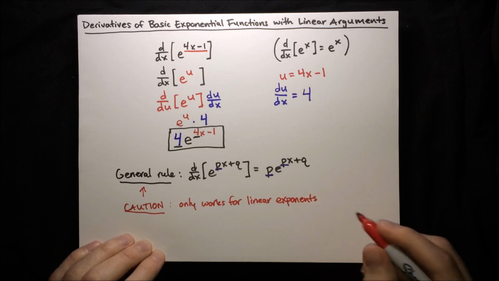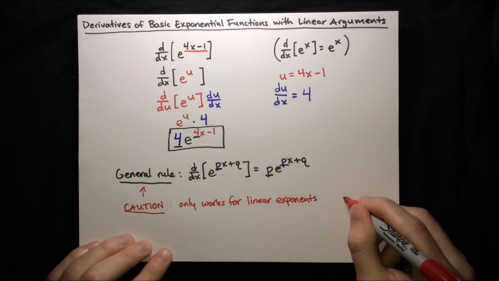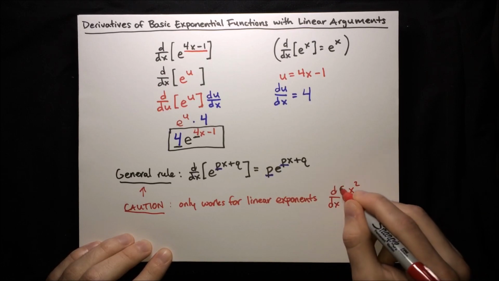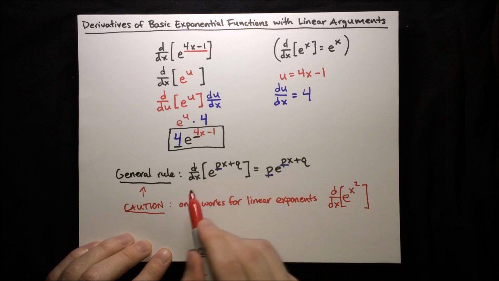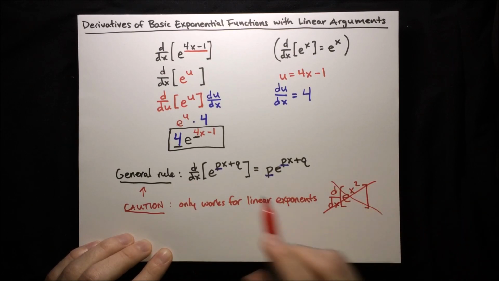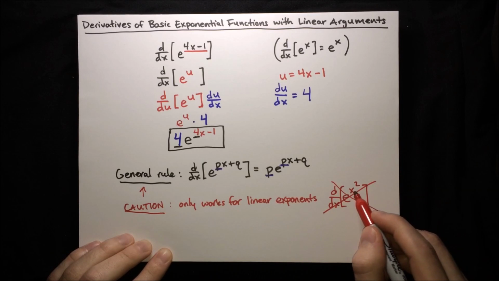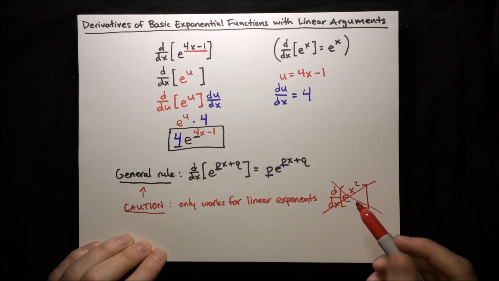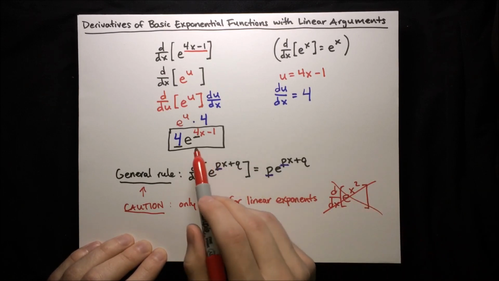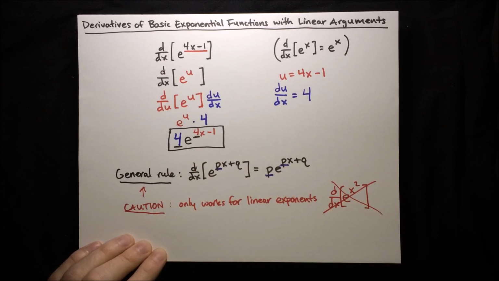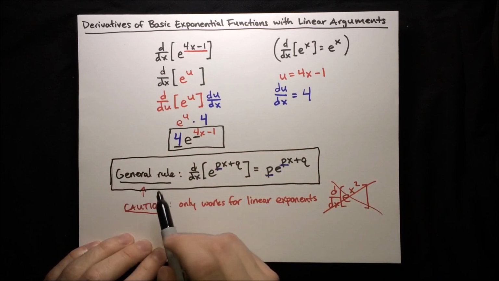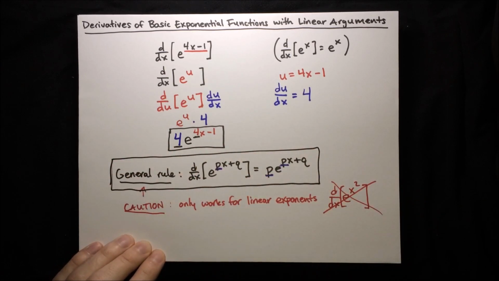So that means that if we have something of the form, say we have an expression e to the x squared, and we want to take the derivative of it, we can't use this rule, because x squared doesn't match up with an x. X squared is a quadratic exponent, not a linear exponent, and this general rule only works for linear exponents. But we can still do this using the chain rule, which we'll see later. But for right now, we're going to focus on this general rule and apply it to take derivatives of exponential functions with linear arguments.